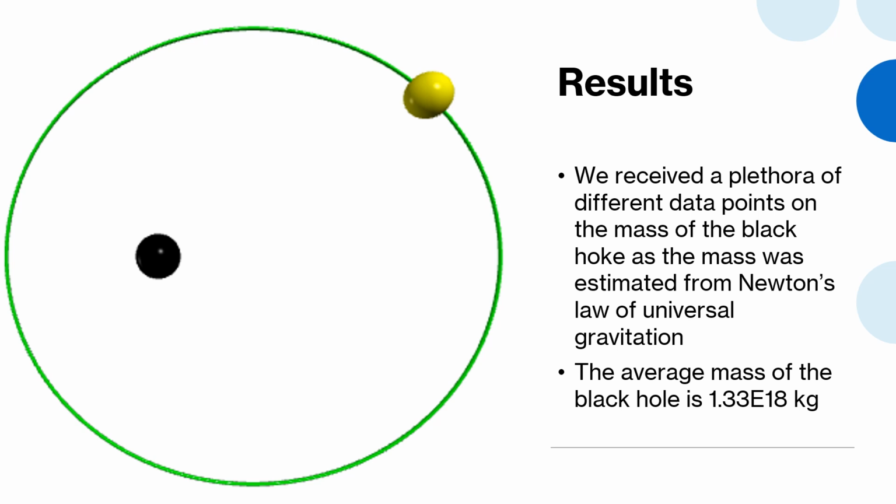Our results were achieved by using the universal law of gravitation, which is then used to figure out the mass of the black hole. And since a lot of the numbers on there were changing, such as the radius between the star and the black hole, we received a plethora of different data values, mostly ranging from like 1.7 times 10 to the 17th all the way up to the 19th. And our average mass of the black hole was 1.33 times 10 to the 18th kilograms.